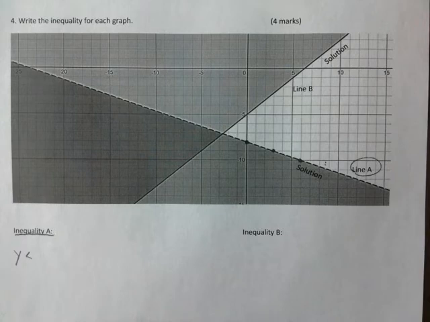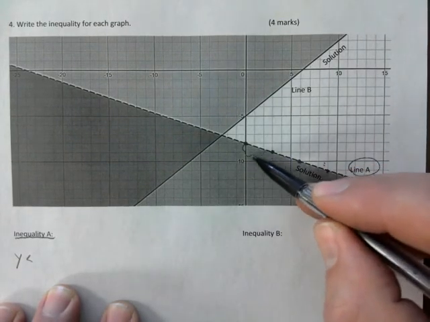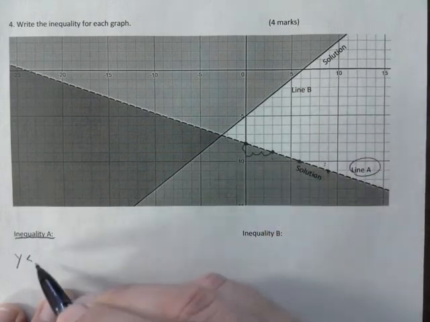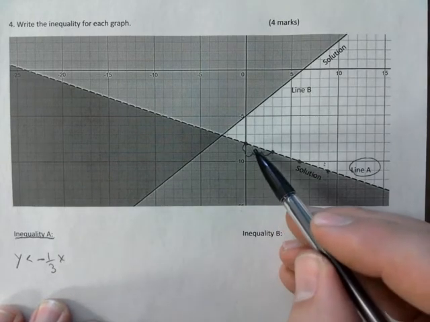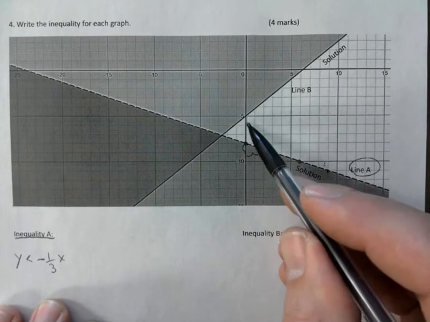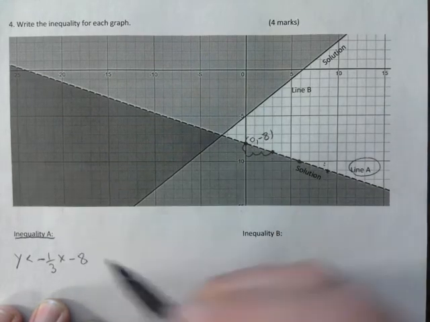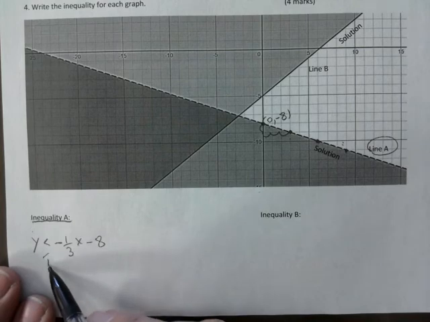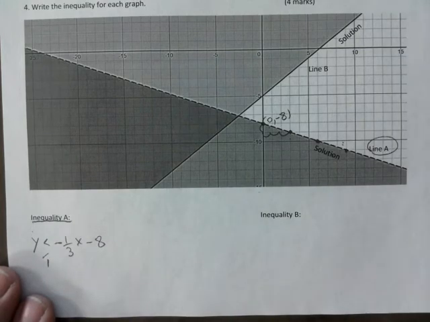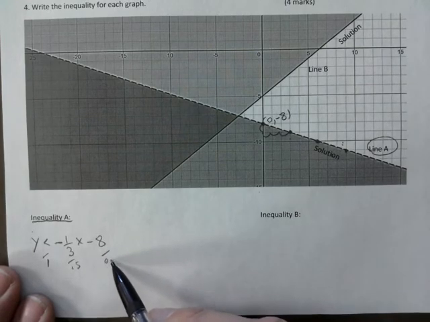1, 3, 1, 3. Yeah, you can repeat that. It is 1, 3, right? So 1 down and run of 3. This is going down, so it'd be negative 1/3 x. And this is going to be negative 8, right? This is 0, negative 8 is your y-intercept. So that would be that. Okay. So you get 2 marks for that. 1 mark for the inequality, facing the right way and not having the equal sign. We'll give you half for the slope, half for the intercept.